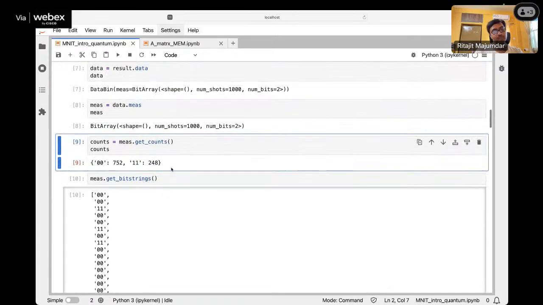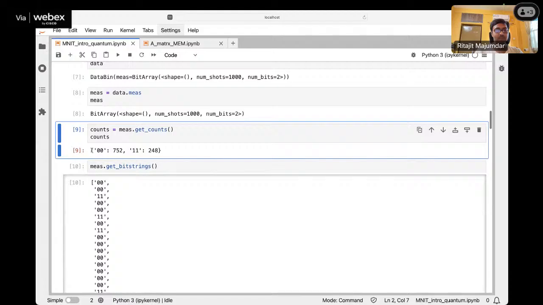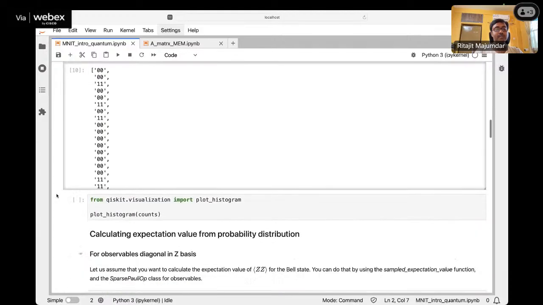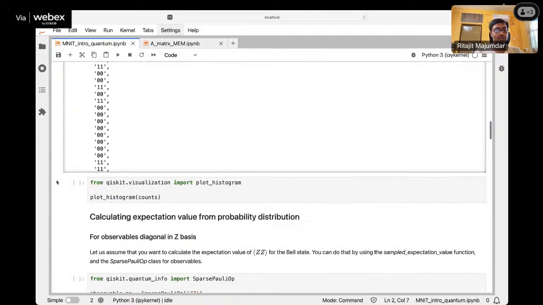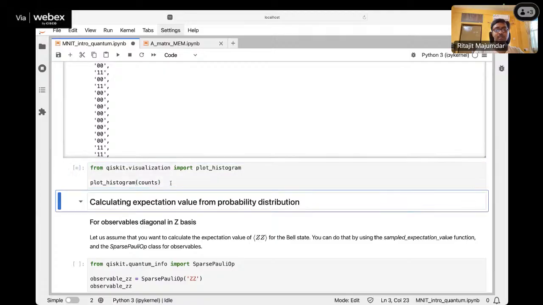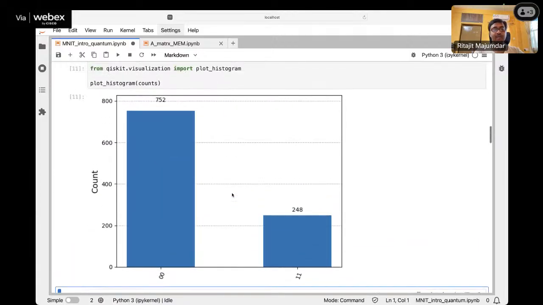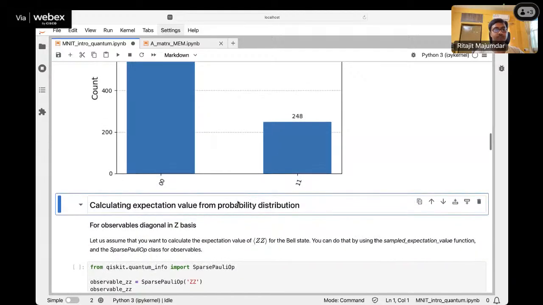And for bigger systems, this is very easy to visualize here, it's just a 2-qubit system. But for bigger systems, it can be a very cumbersome dictionary. So what you can do is just plot the histogram, and it gives you an immediate pictorial view of how the counts are varying. So this is 752, this is 248.